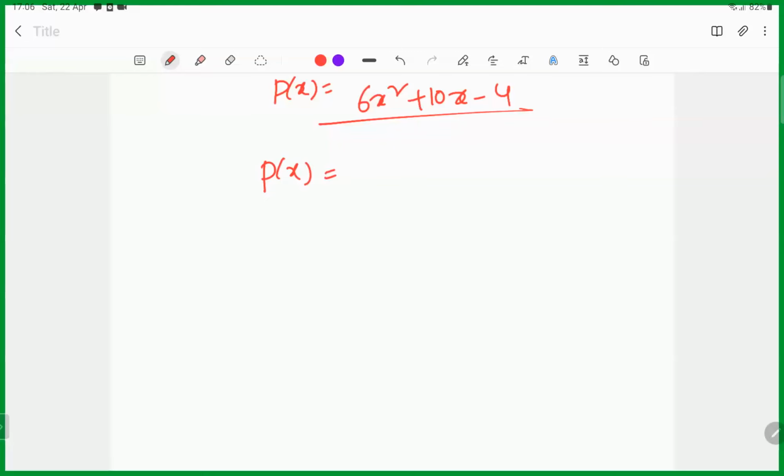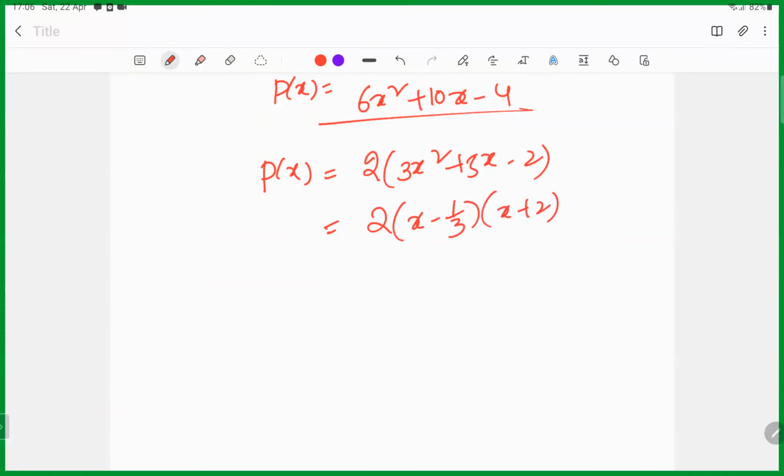Yes, sir. So here, if you take out 2 common, what will be 3x square plus 5x minus 2? This is already solved, no? 3x square plus 5x minus 2, which is x minus 1 by 3 plus 2x plus 2, plus x minus 2, x plus 2. 6x. Check it again. Do some constant. Right? 6x minus 1. 6x minus 2, you're right.